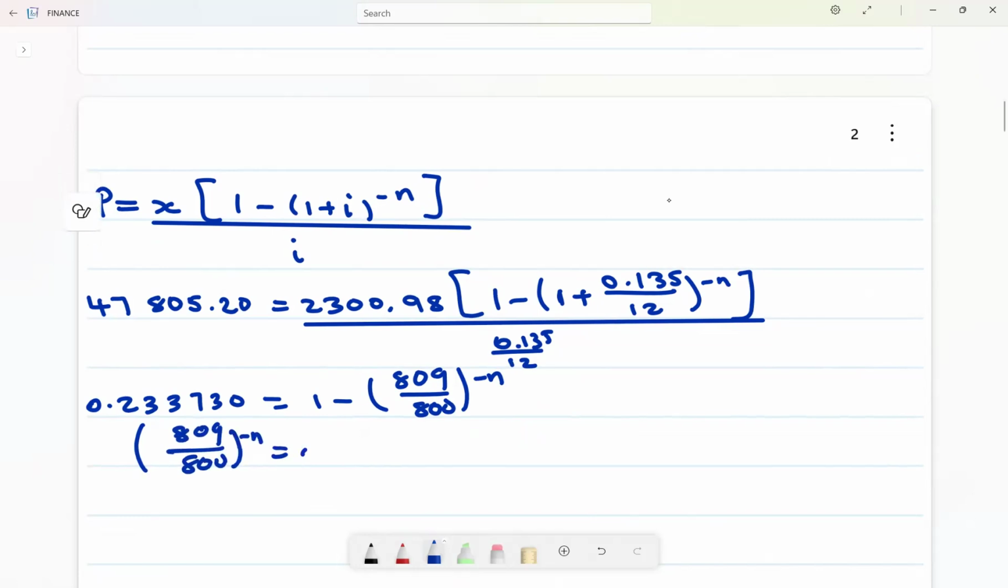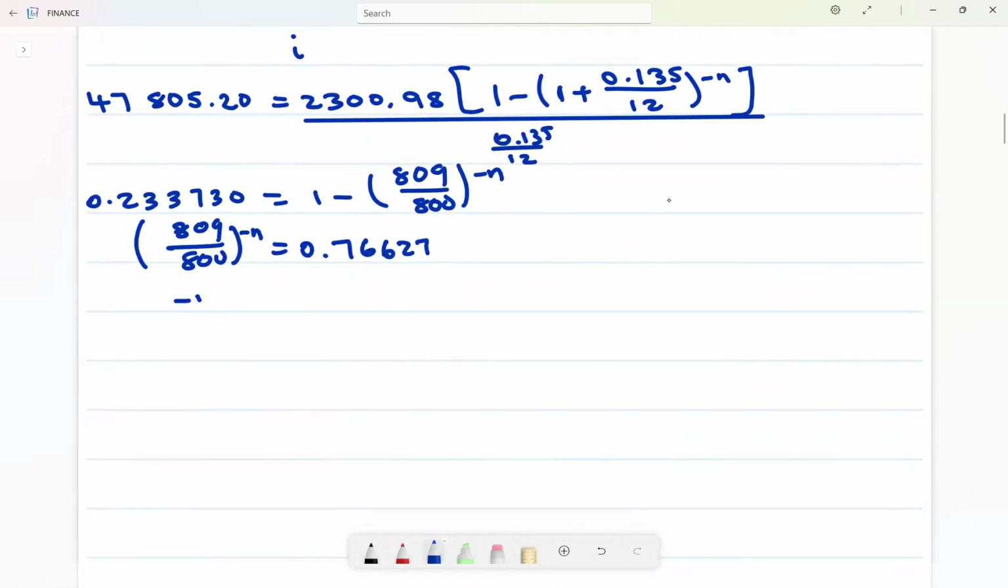1 minus this value is going to be, okay, 1 minus 0.233730. It's going to be something like 0.76627. And then when I want my n, negative n is equal to log.